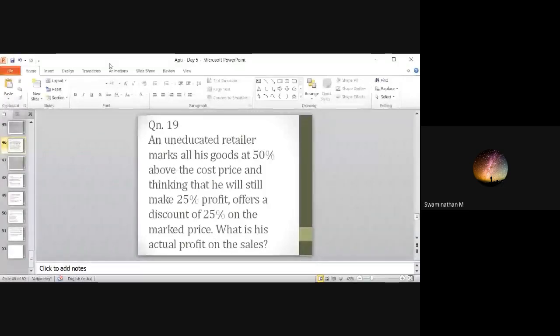Yes, I think it's correct. Any other answer? Anyone else trying? 12.5%. If you are able to get the answer directly by reading the question, it's very good. Otherwise, I will tell you the steps.